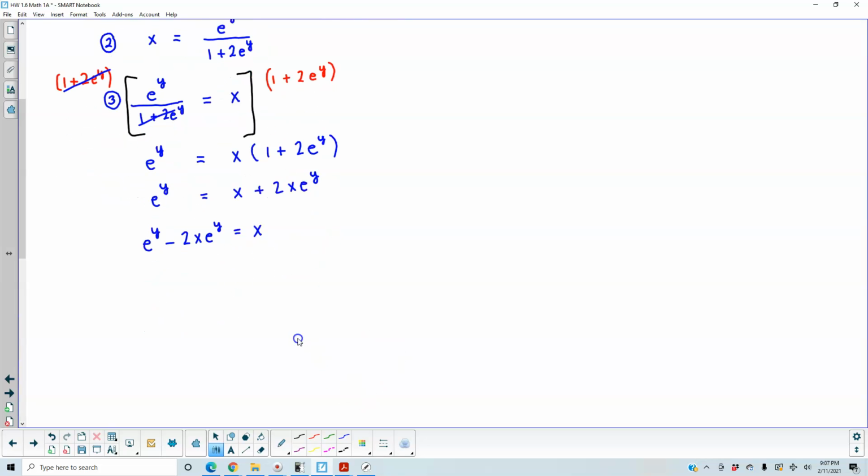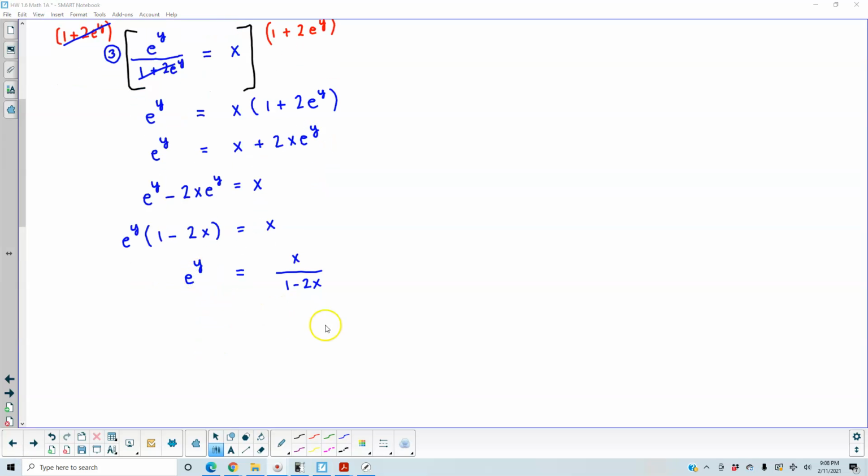And then what that's going to allow us to do is factor out, because they both have e to the y in common. So we have e to the y, and what's left is 1 minus 2x, which is equal to x. And now we're going to divide both sides by 1 minus 2x. So we have e to the y, which is equal to x over 1 minus 2x.